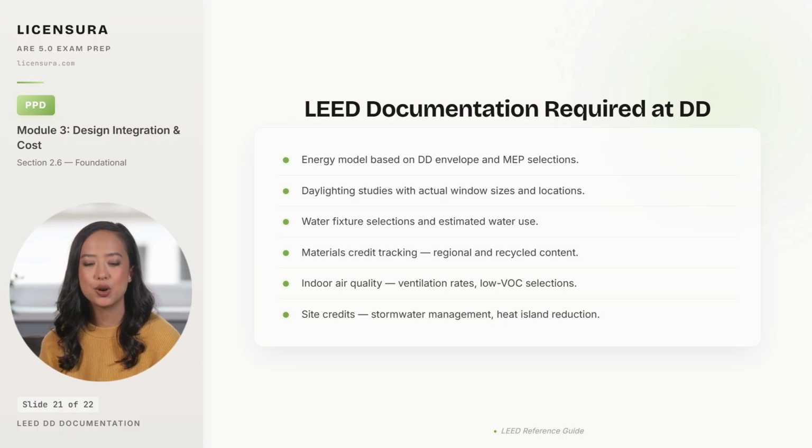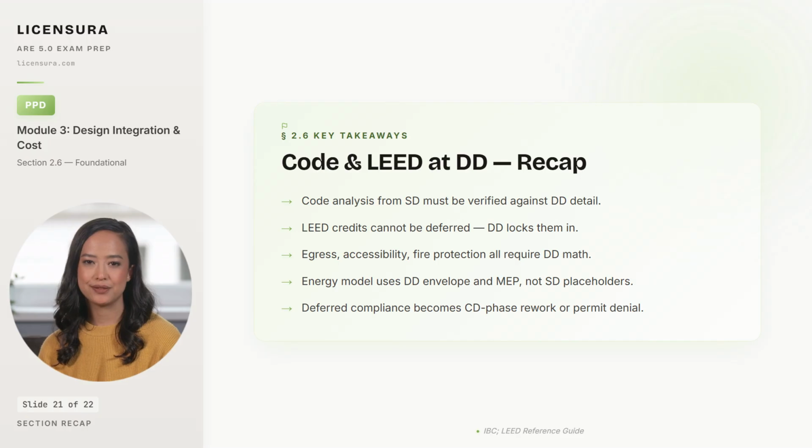Walk away with these 4 takeaways, and your DD compliance work will hold up to plan check and LEED review. 4 takeaways on code and sustainable design compliance at DD. The SD code analysis was assumption-based. The DD code analysis must be verified against the now detailed design because plan check will catch every assumption that did not hold. LEED credits cannot be deferred.